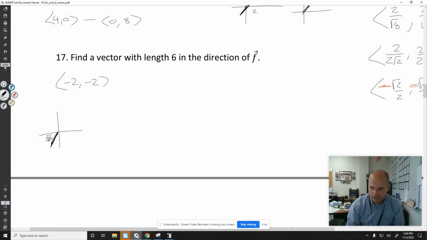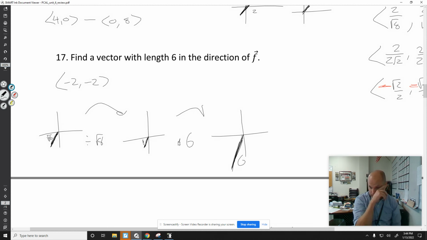Now, I want a vector of length 6. It's like a procedure. We first find our unit vector, so a vector of length 1. How are you going to do that? Divide by the magnitude. And then what are we going to do after that? We're going to turn it into a vector of length 6. It's easy to do that. Just multiply by that magnitude.